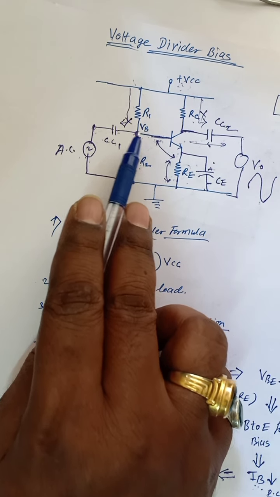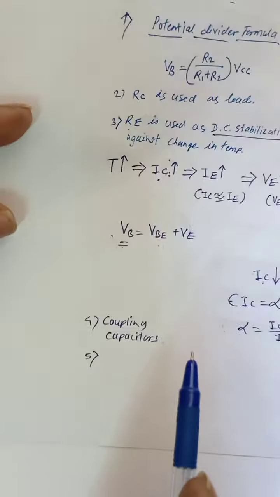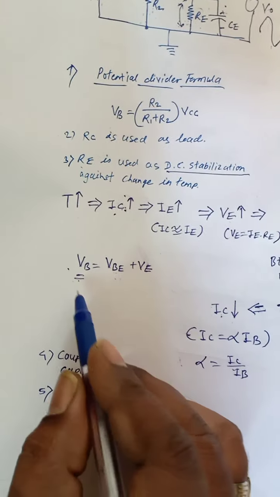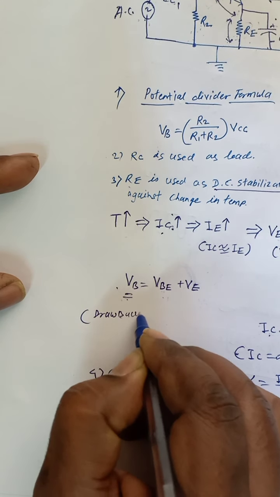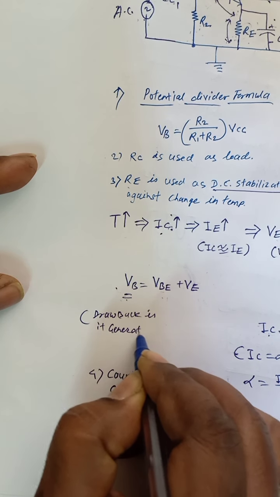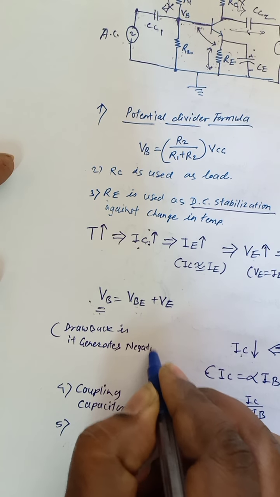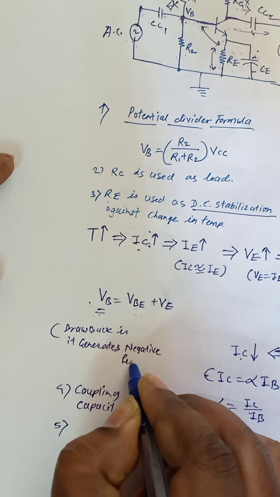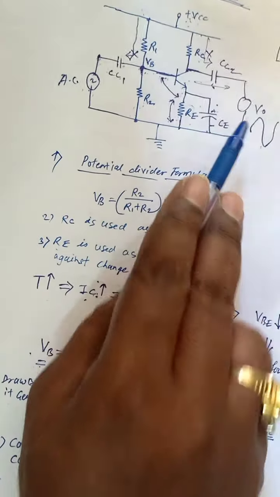So according to this condition, as IB decreases, IC decreases. So here also IB decreases, and AC also decreases, and that generates a negative feedback. So the drawback of RE is that it generates negative feedback. Negative feedback means which reduces the output voltage.